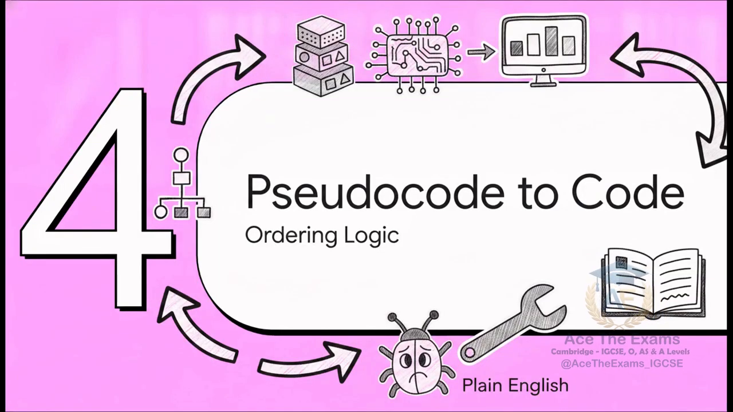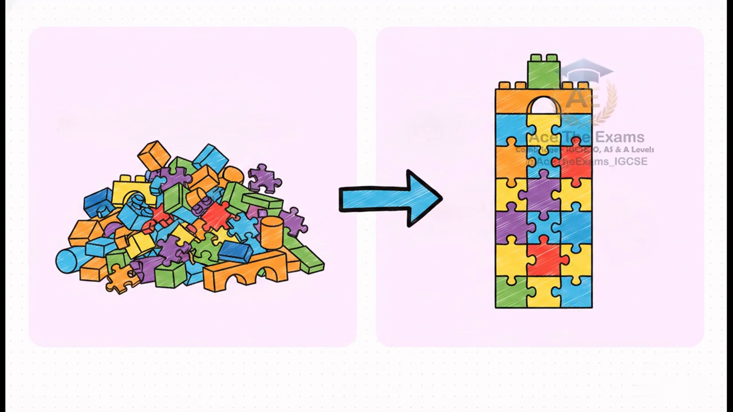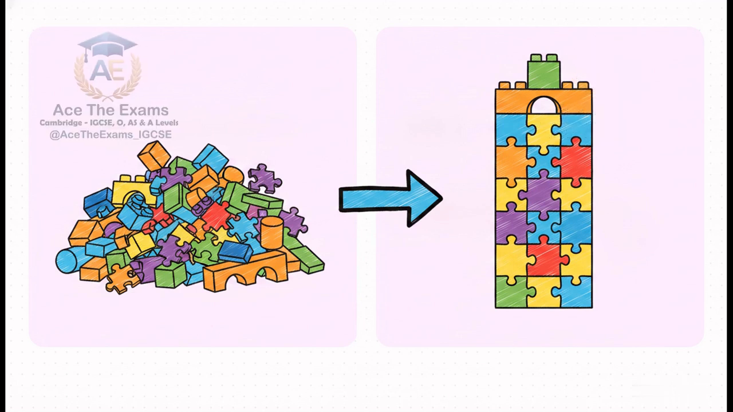Section 4, From Pseudocode to Toad. Let's put this all into practice and test our understanding of sequence and data handling. We're going to look at an algorithm that needs some serious fixing. Now, pseudocode is basically a rough sketch of a program written in plain, easily readable English. But what happens if the sketch is a mess?